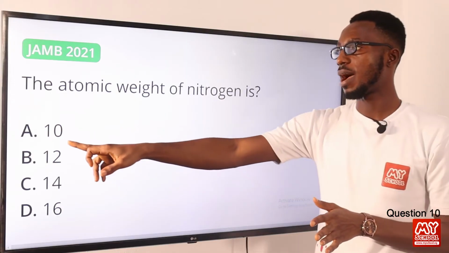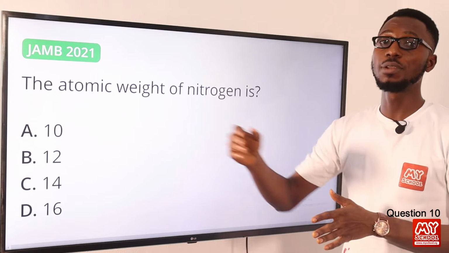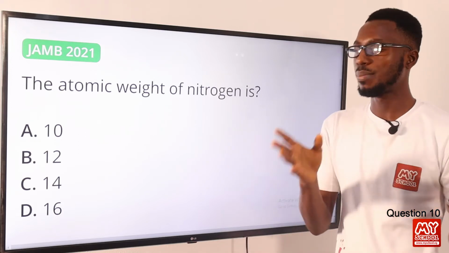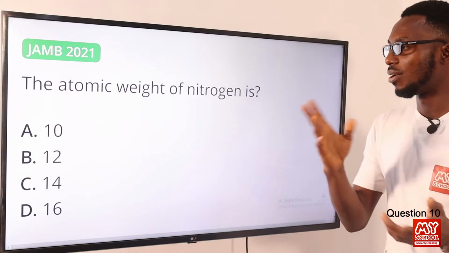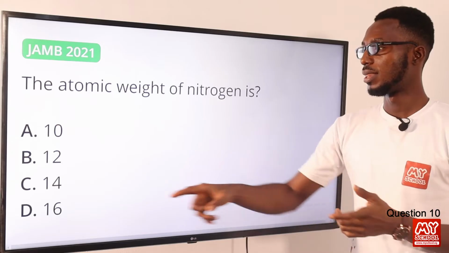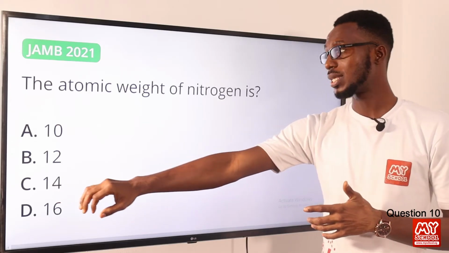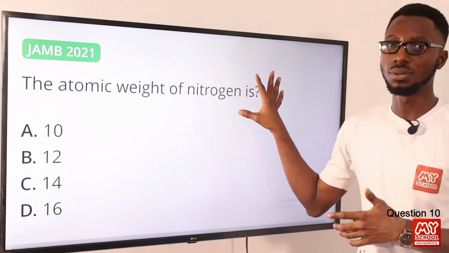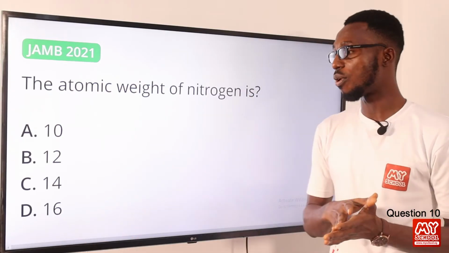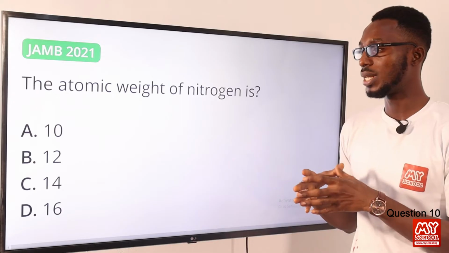Look at this. We have 10. Okay, 10 should be for boron, just to put it that way, though I think it's about 10.8 something. So this is B. This is for carbon. Then this is 14. This is for nitrogen. The atomic weight of nitrogen is 14. This is 16. The atomic weight of oxygen is actually 16.